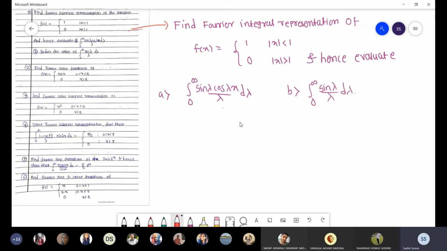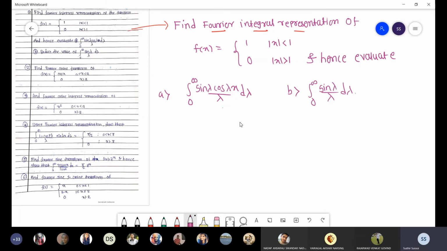So understand, Fourier integral representation means you have to find both the things, the Fourier transform as well as the inverse Fourier transform. That is the meaning of finding Fourier integral representation. So we have the formula. Before that, we will check whether the given function is even or odd, because we want to reduce computation. So how to check, that was the biggest question.